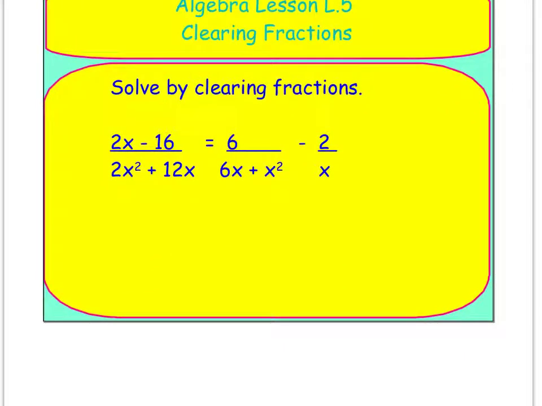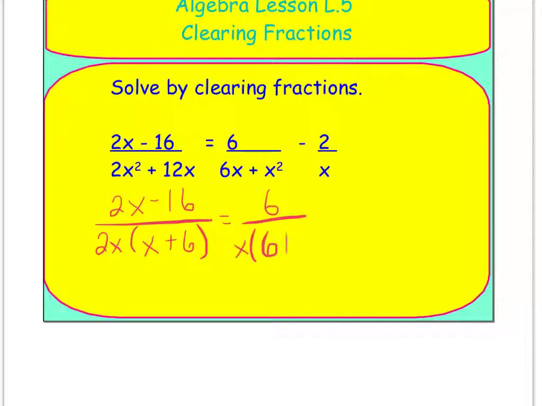Okay, when you get to ones like this, you want to make sure that you put the denominators in factored form first, to see what each denominator is going to need. So this would be 2x minus 16 over the bottom. I could pull out a 2x, and then it'd be x plus 6. The next one I could pull out an x, and it would be 6 plus x. And the last one is just an x. So to see what we need, this would be our common denominator. So I'm going to multiply everything by 2x times quantity of x plus 6.